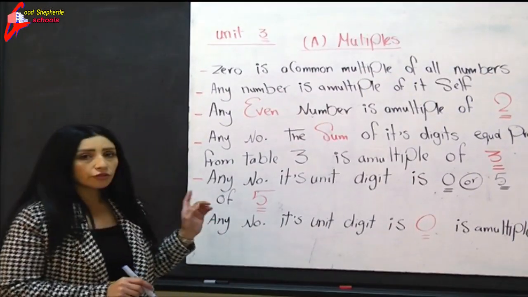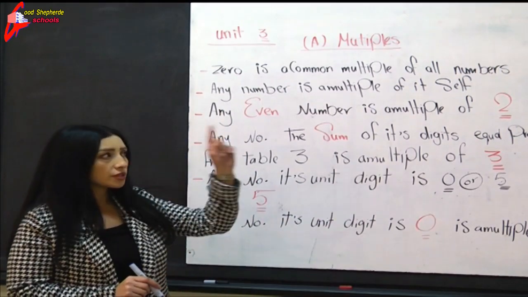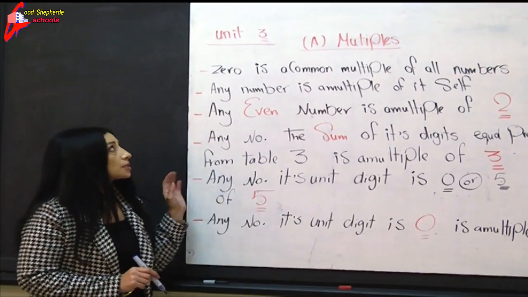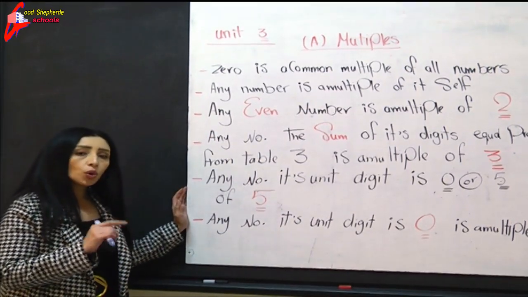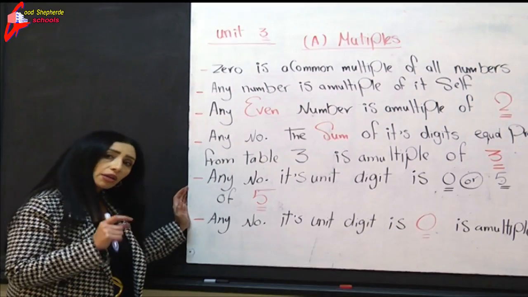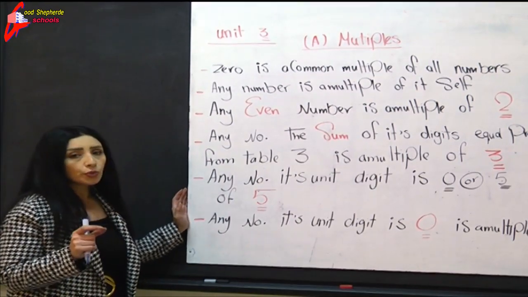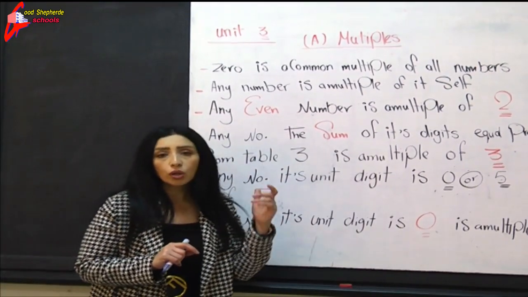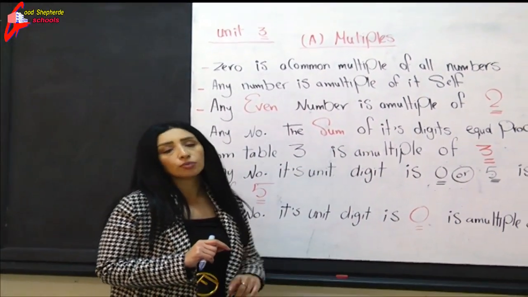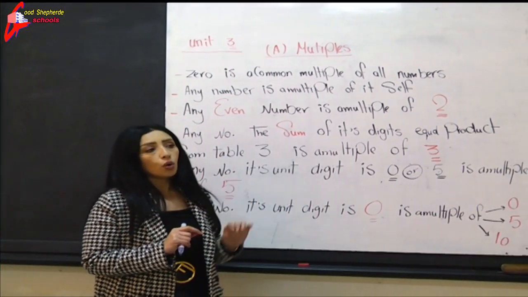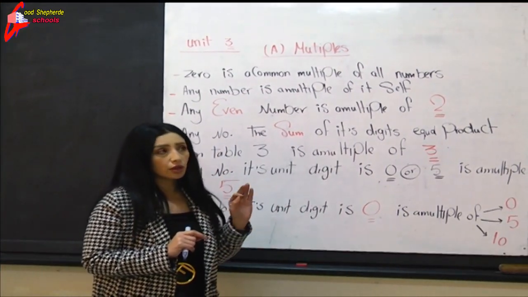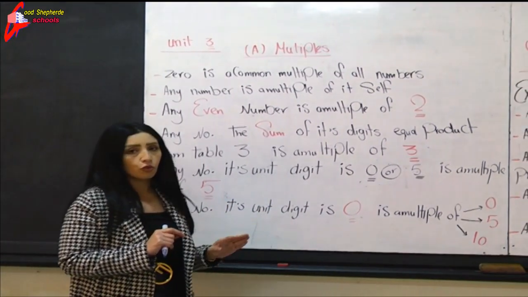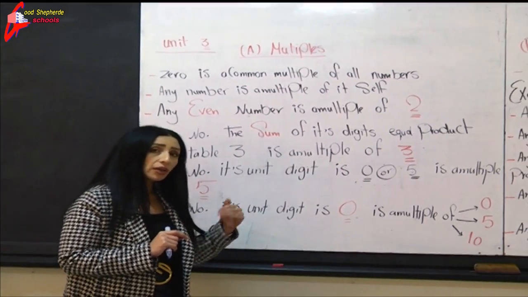Here we will start the third part: multiples, divisibility, factors, and prime numbers. First part, letter A, multiples. Multiples means all the products you have in the table of any number. These products we call multiples of the same number. Like all the results in table 2, we call multiples of 2. All the results in table 4, we call multiples of 4, and the same for any number.